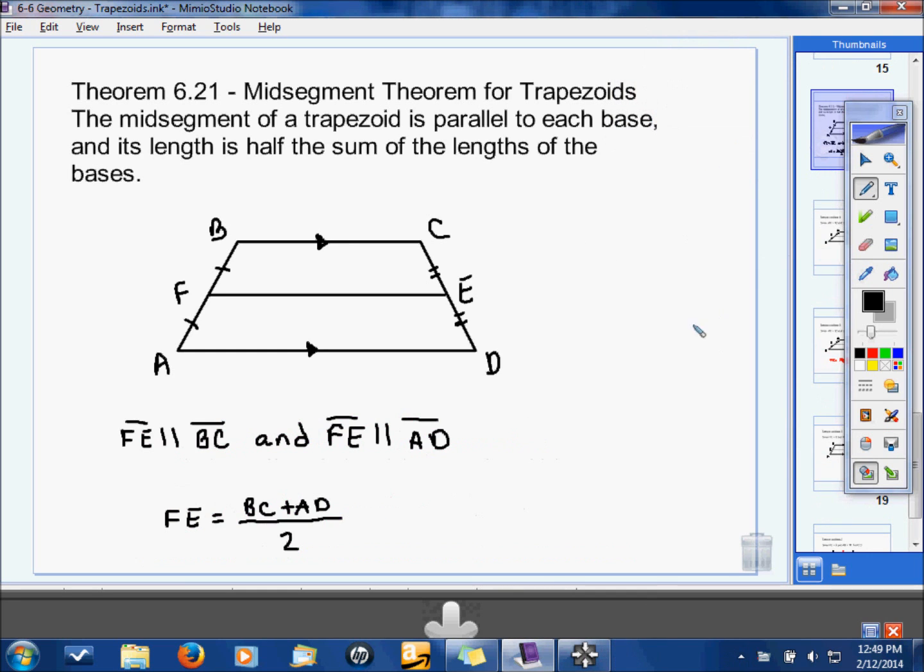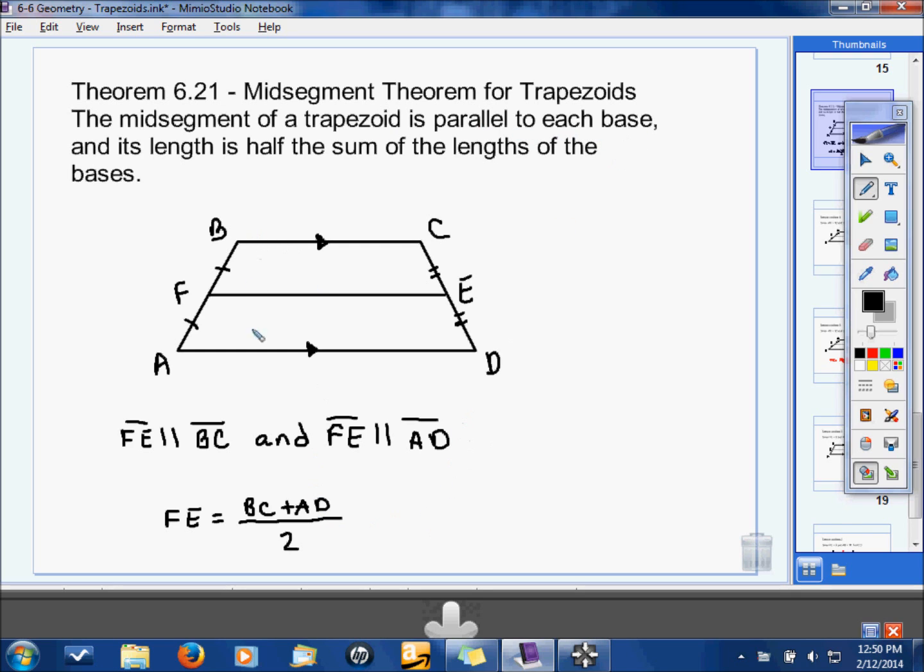All right, so this is nothing new right here. This is what you just wrote. This is the picture that you just made. This is what it means. First of all, it means that FE is parallel to BC. FE is parallel to AD. That's the first part of the midsegment theorem.